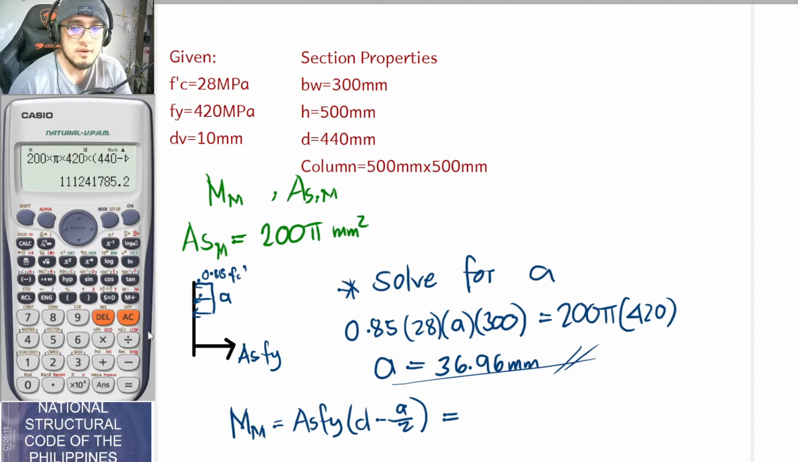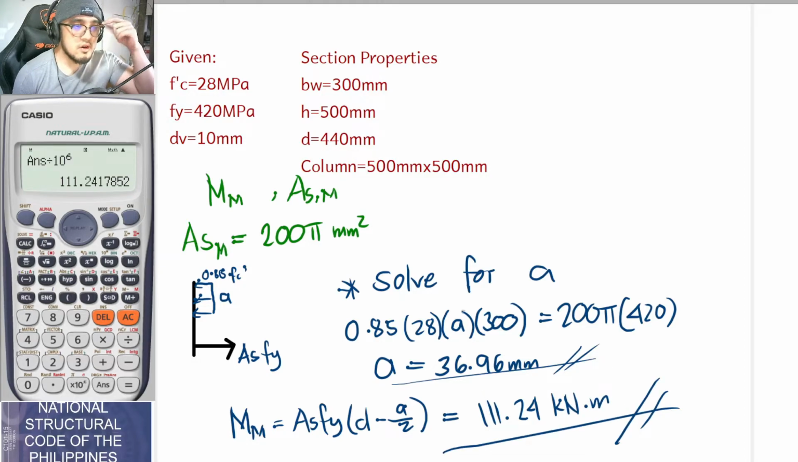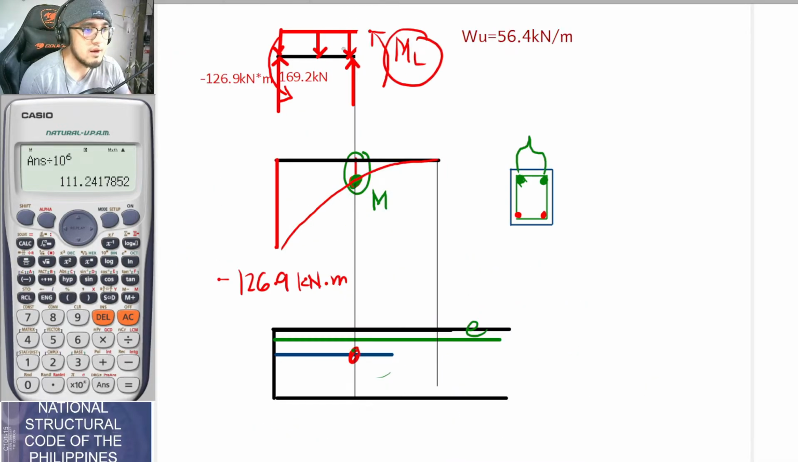Answer. So I will just be dividing this by 10 raised to 6 for me to convert it already to kilonewton meter. So this is now to be 111.24 kilonewton meter. So this is to be the moment capacity of bars M. So that is to be the moment capacity if we would now be removing bars L. So with that, guys, going back here, it means that this moment here is to be 111.24.